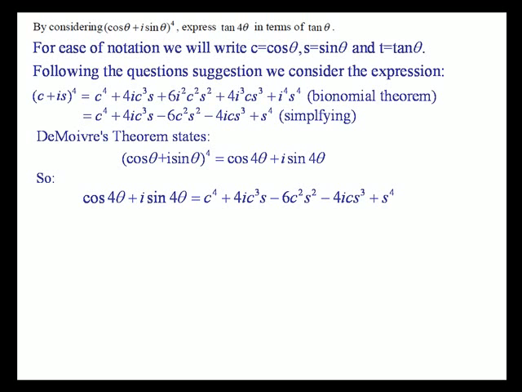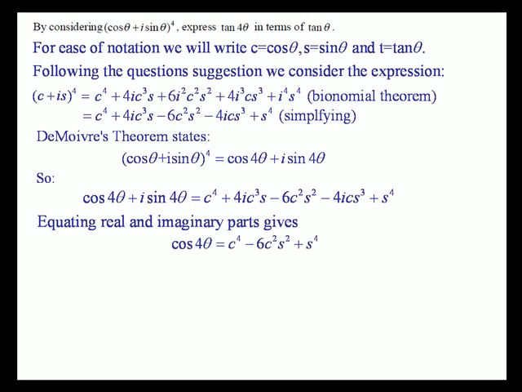Now the left hand side and the right hand side contain real and imaginary parts, so what I'm going to do is equate those. Equating the real parts gives us the following expression for cos 4 theta. Equating the imaginary parts gives us the following expression for sin 4 theta. Now we want an expression for tan 4 theta.